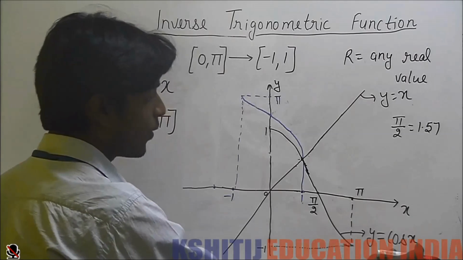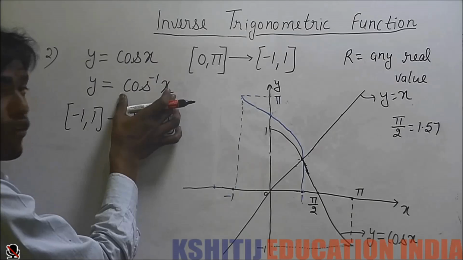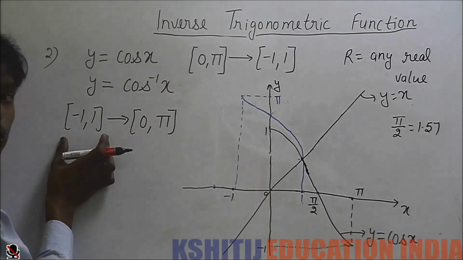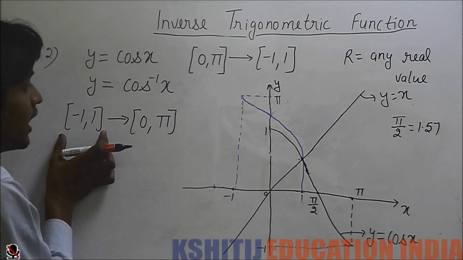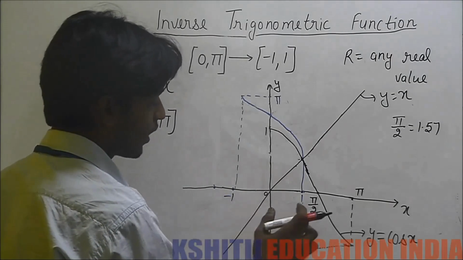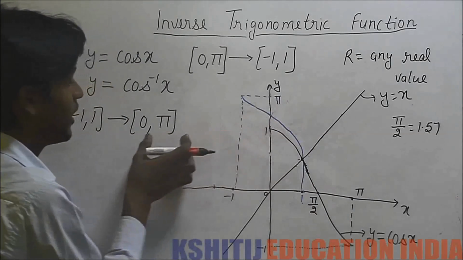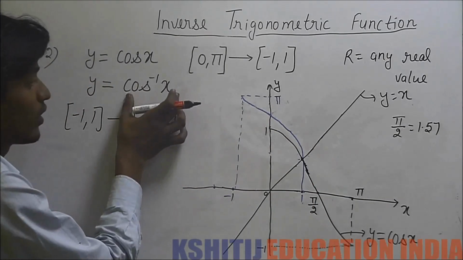Now we have to find the graph of cos inverse x. Here -1 to 1 is the domain of the term cos inverse x. So -1 to 1 is the domain, and 0 to pi is the range of cos inverse x.